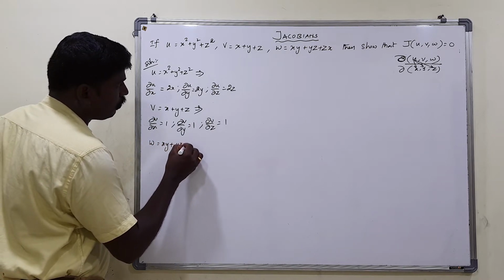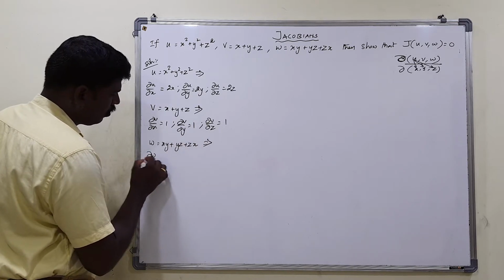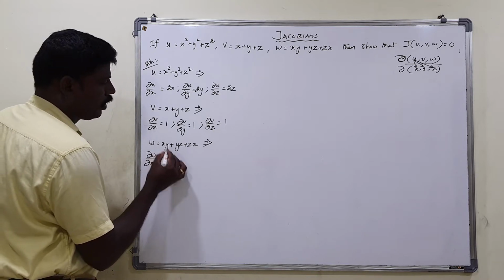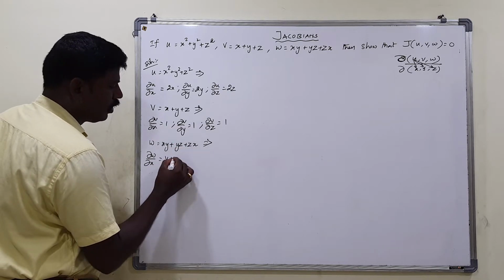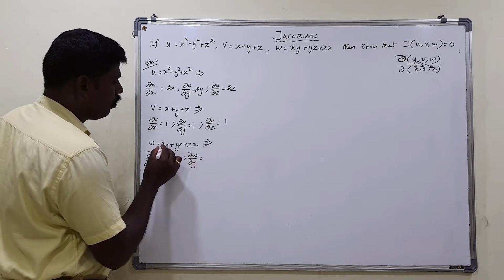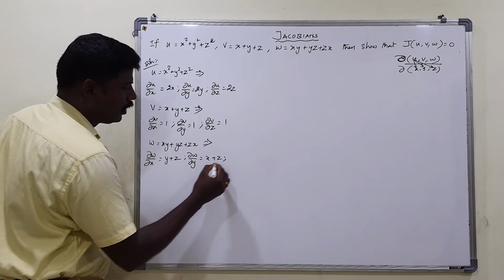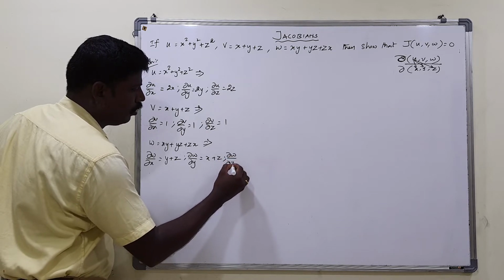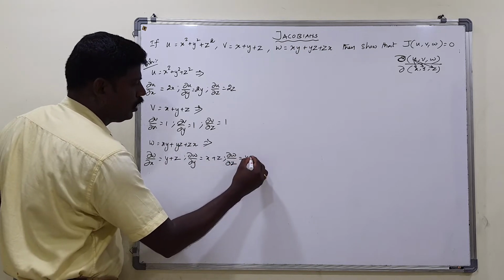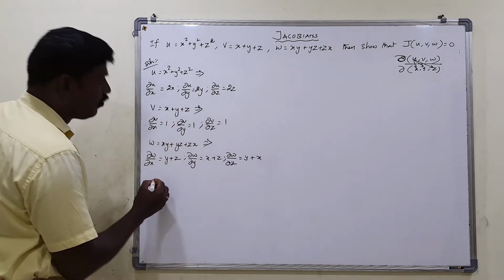Right. What is w? xy plus yz plus zx. Okay. So what is dou w by dou x? y, isn't it? Differentiate with respect to x. So 1 into y, this becomes 0, plus z into 1, z. And then dou w by dou y equal to x into 1, x, plus 1 into z. And then dou w by dou z equal to what? First term becomes 0, second term becomes y into 1, y, plus 1 into x. That's all.